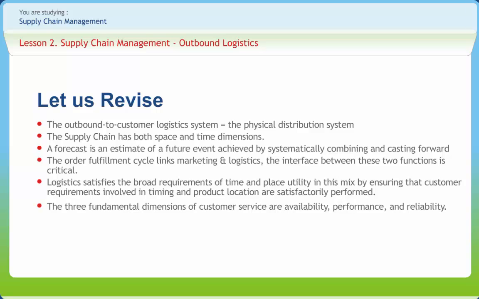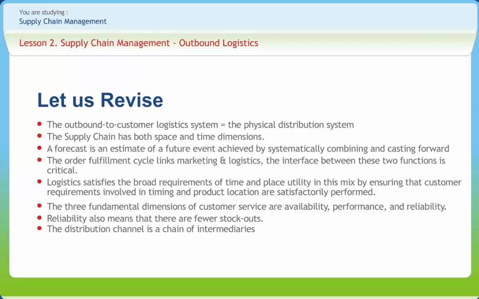There are three fundamental dimensions of customer service: availability, performance, and reliability. Reliability also means that there are fewer stockouts. Understanding the cost of a stockout is critical to the implementation of any inventory model. Unless these costs are known, the organization cannot balance the costs of holding inventory with the loss of profits when an item is out of stock.